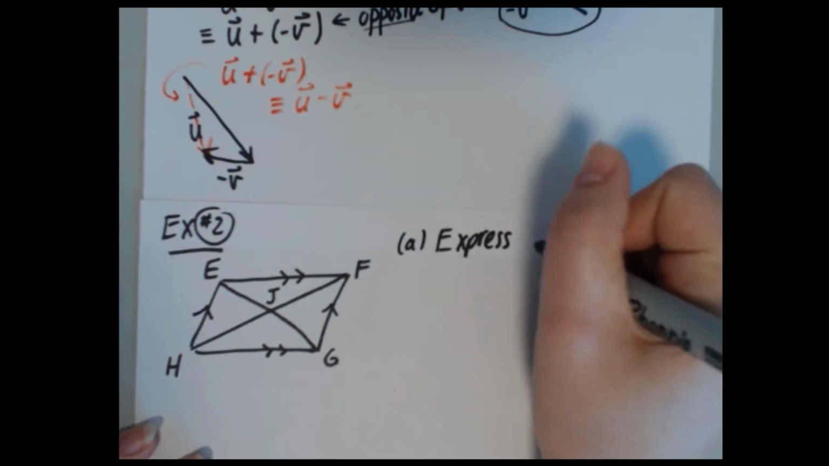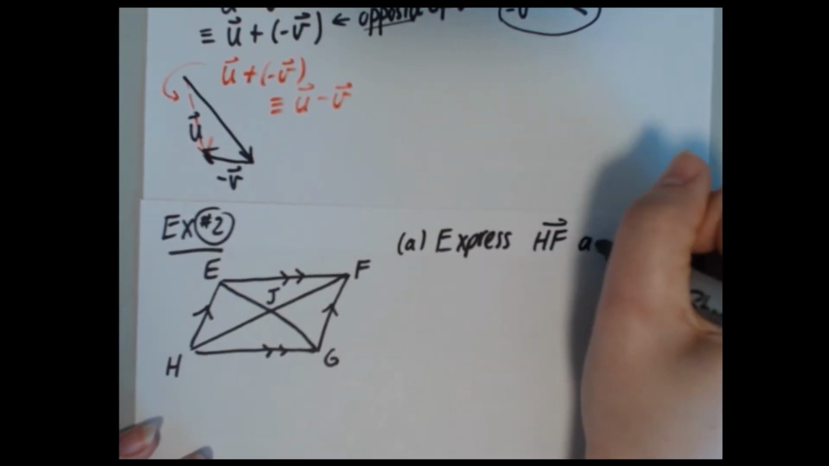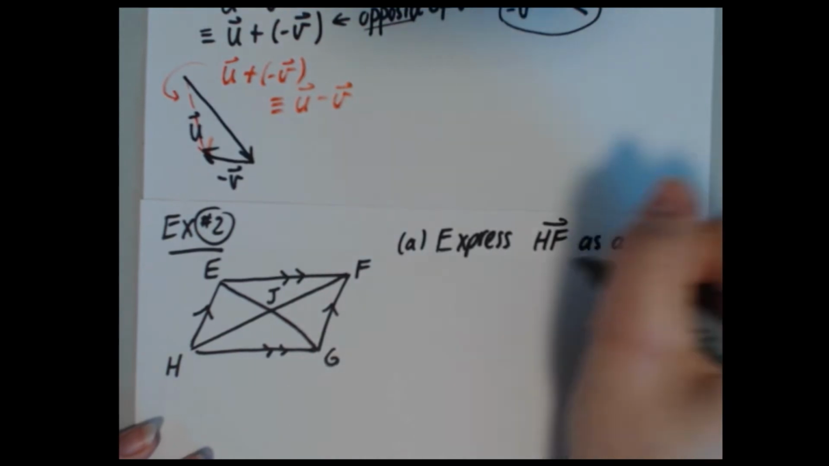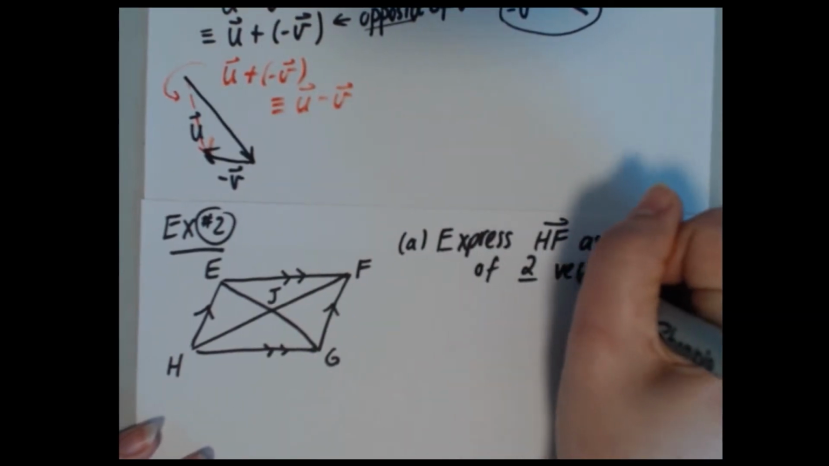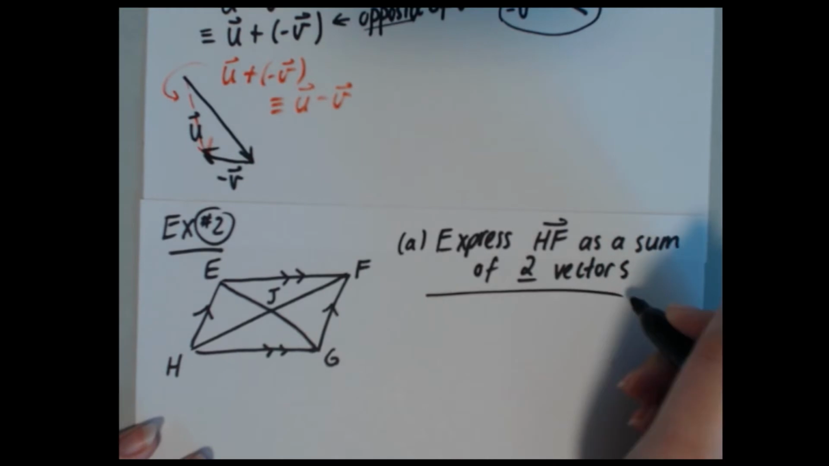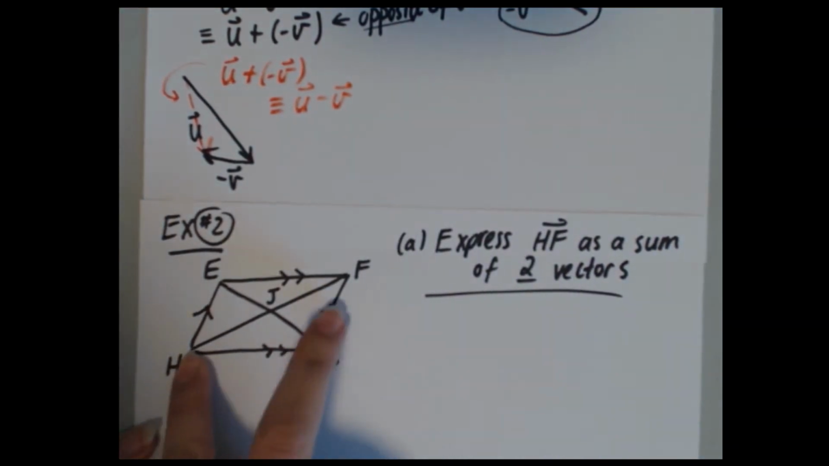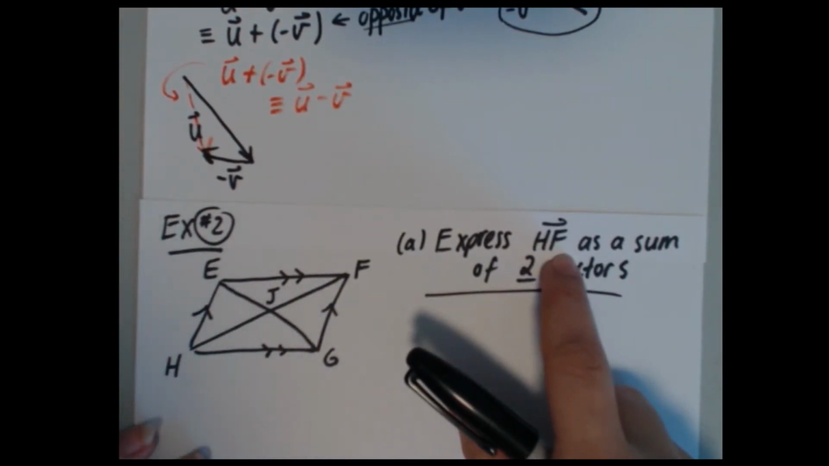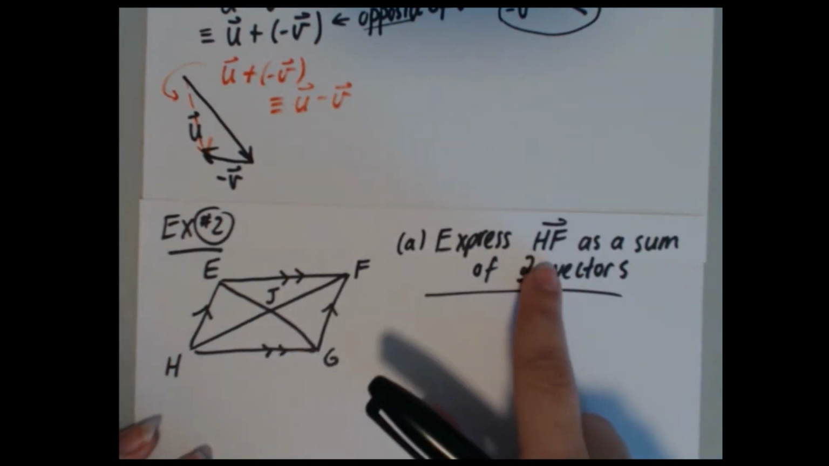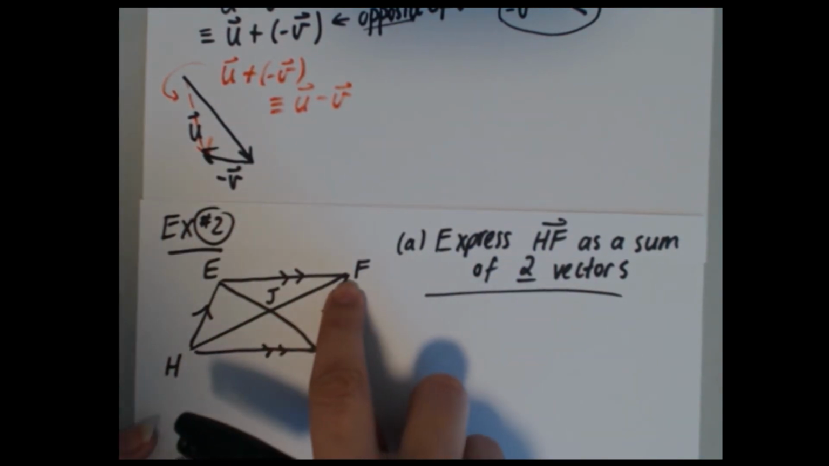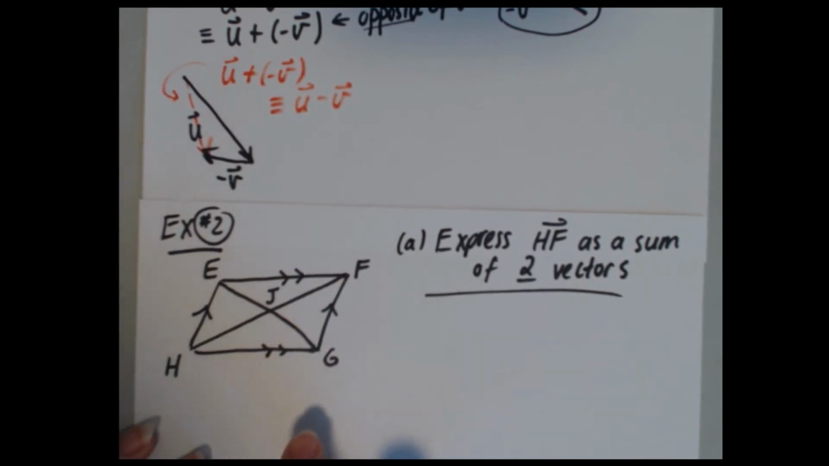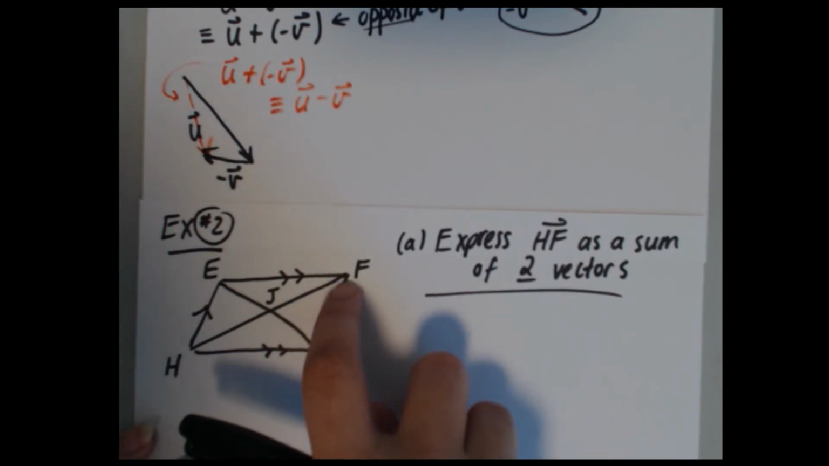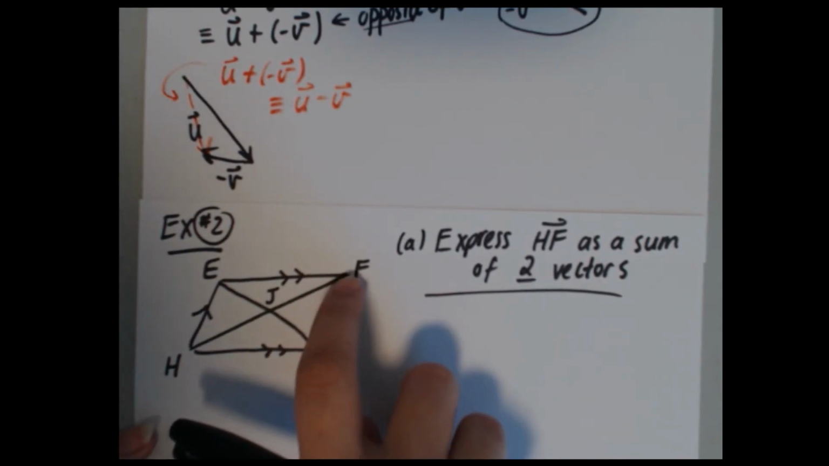Part A: express HF as a sum of two vectors. First identify where HF is. HF is from here to here. The fact that I have an arrow on top is telling me that I'm dealing with a vector here. So what I'm looking at is the vector that's starting from H and going to F. Even though I don't have it in the picture, what I want to visualize is an arrow whose tail is at H and whose arrowhead is at F. That little arrowhead is right there at F.